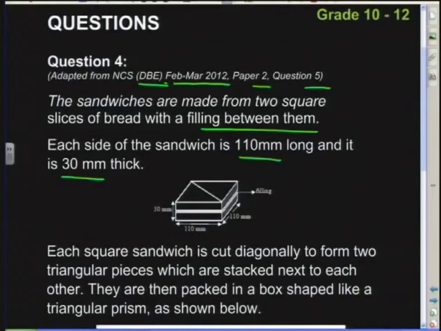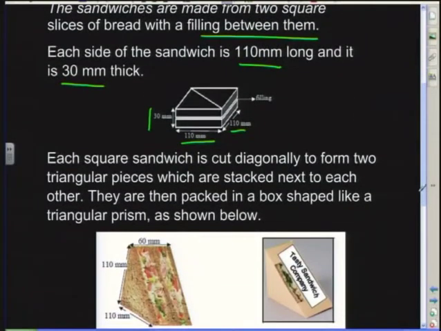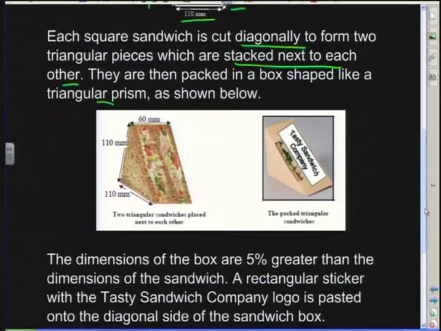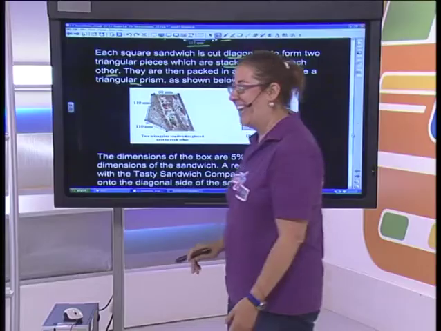So we can see that we've got 110 millimeters long, and it's a square piece of bread, and 30 millimeters is your thickness. Each square sandwich is cut diagonally to form two triangular pieces, which are stacked next to each other. So that's important. They are then packed into a box shaped like a triangular prism, as shown below. So we can see our sandwich, and this looks like a delicious sandwich, making me kind of hungry. What about you guys? I think that's a great sandwich.